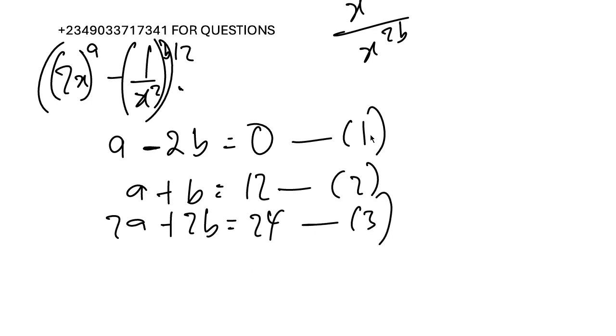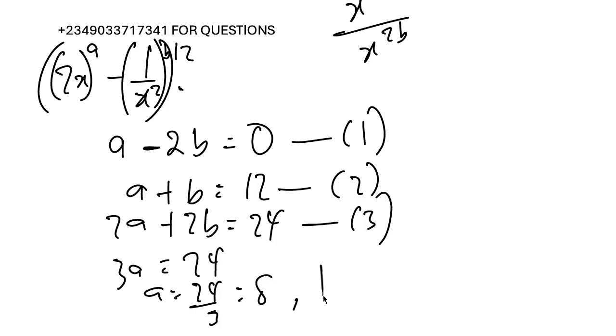So if you add equation 1 and equation 3, a plus 2a is 3a. Minus 2b plus 2b is 0. 0 plus 24 is what? 24. That means a is equal to 24 over 3, which is what? 8. And what is b? Remember that a plus b is 12. So if a is 8, that means b is 4.